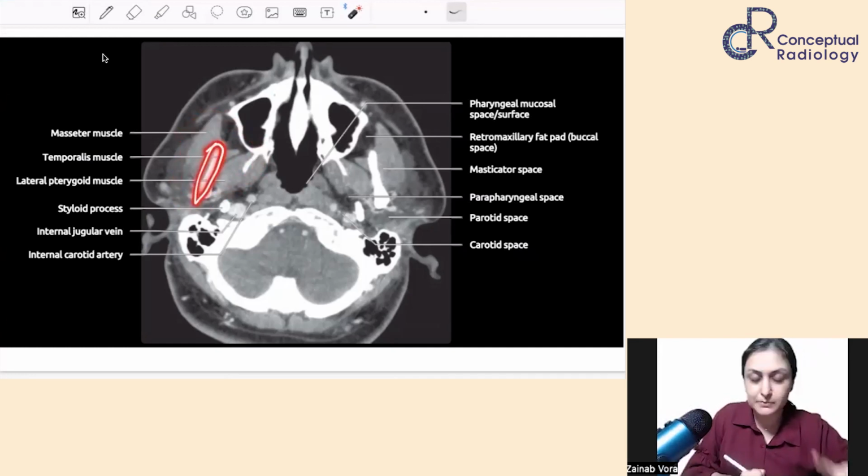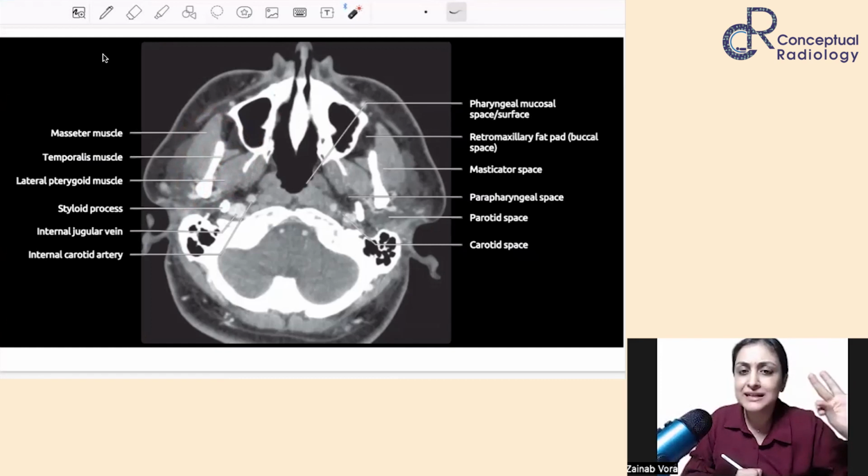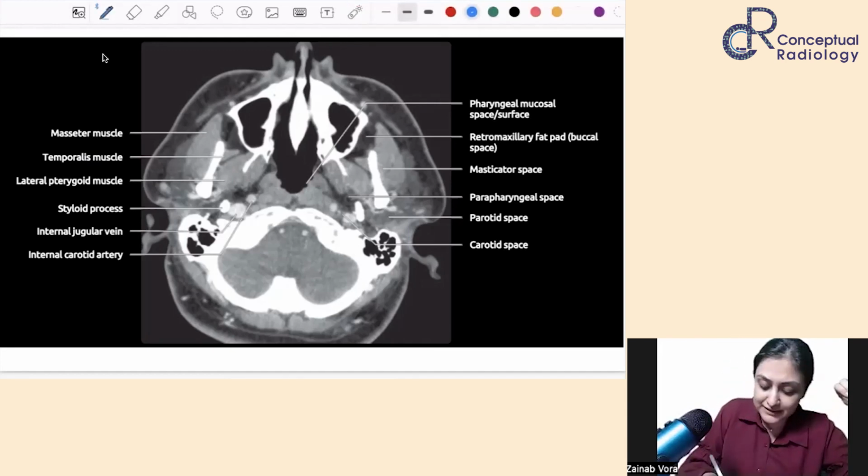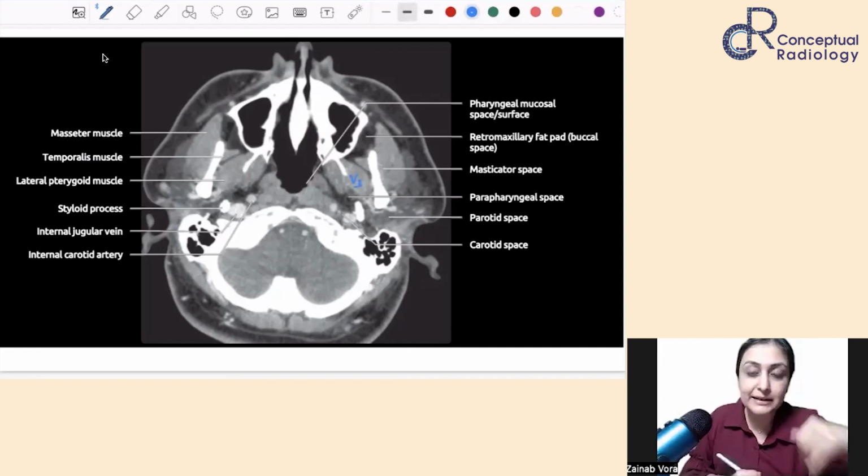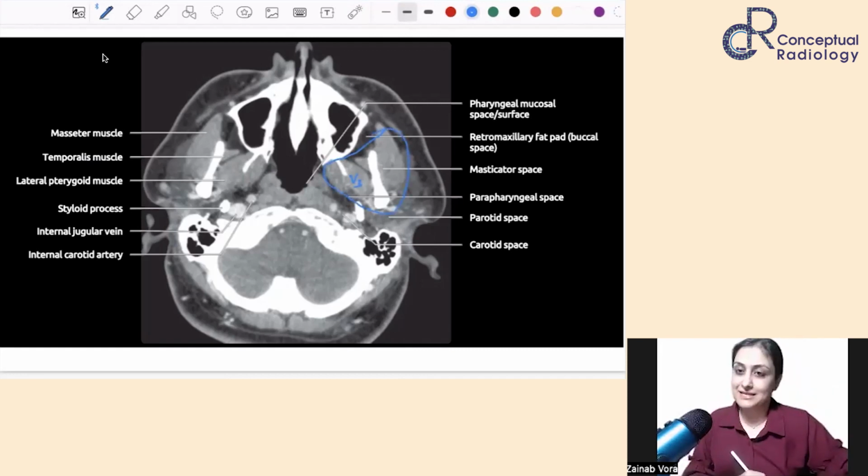This is my mandible. And one more thing, can somebody tell me which nerve lives in the masticator space? Which nerve supplies masticator muscles? Anatomy, trigeminal, right? So it is V3. It is the V3 mandibular division of trigeminal, which also lives in the masticator space. So this is my masticator space.